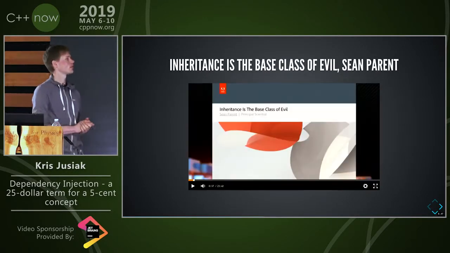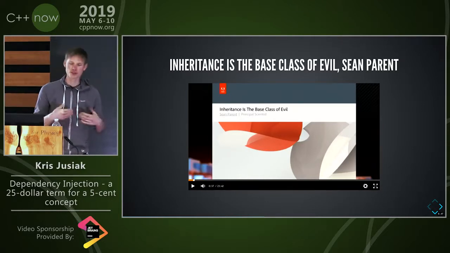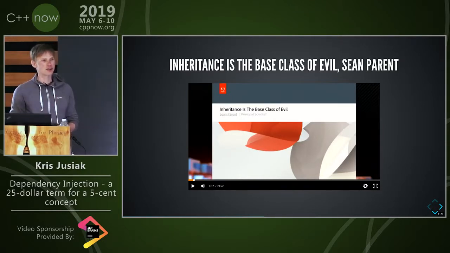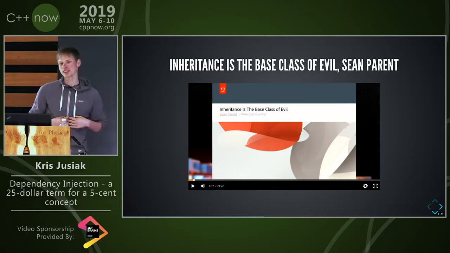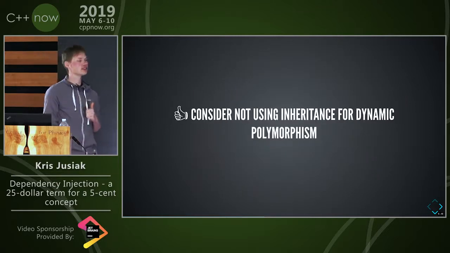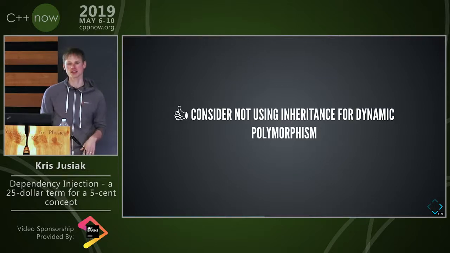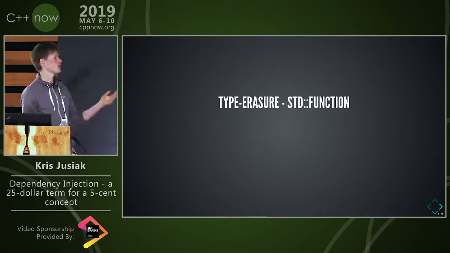But inheritance is the base class of evil, so let's not do that. You don't have to take my word for that. You just watch that talk, and I guess you'll be convinced by Sean. So let's not consider using inheritance for dynamic polymorphism. That's like a rule of thumb for good design. Let's use, for example, type erasure instead.